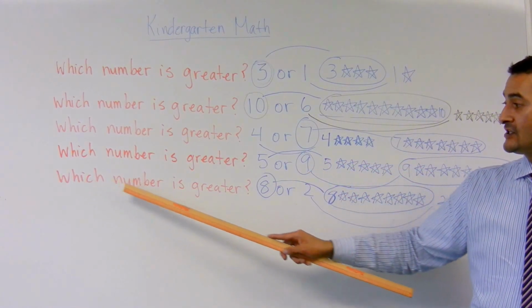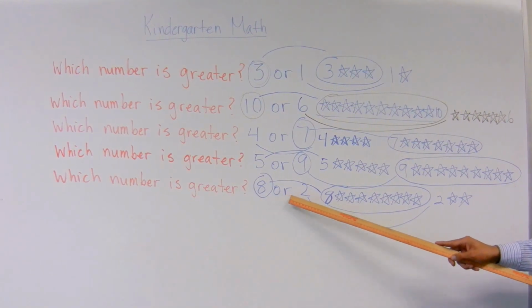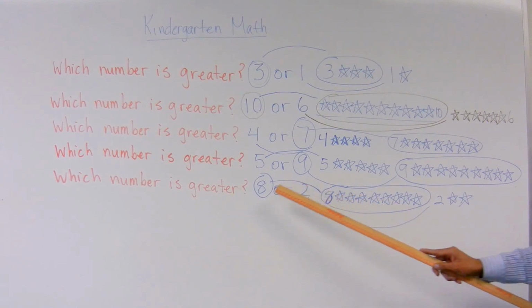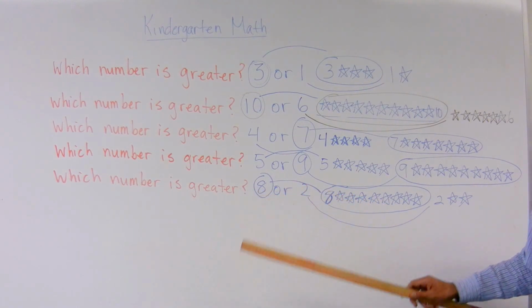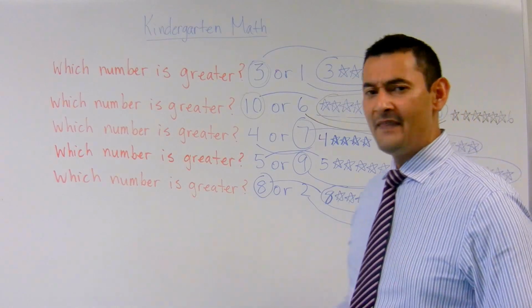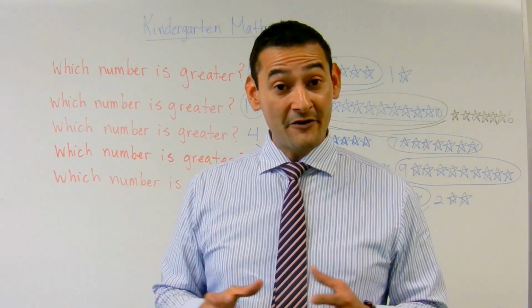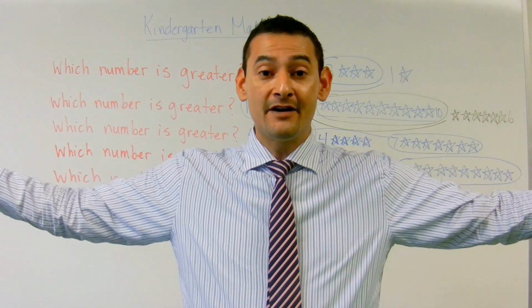Last one. Which number is greater? The 8 or the 2? 8 or 2? That is absolutely correct. The 8 is greater than the 2. So 8 is the greater number. And that's pretty much it, boys and girls. See? Piece of cake. The greater number means the bigger number.